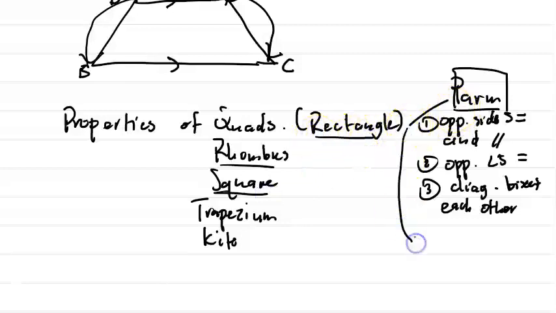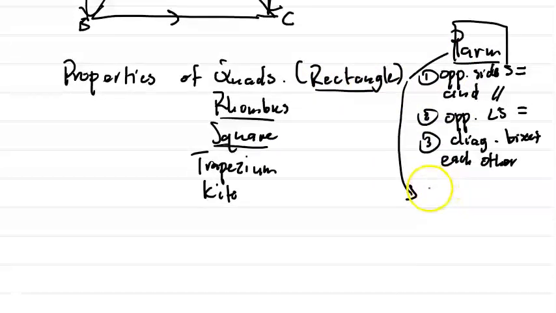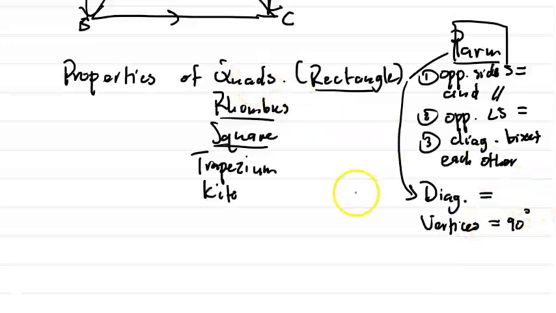Now, what are the unique properties of a rectangle? The unique properties of a rectangle are the following. The diagonals are equal in length, and also the vertices equal 90 degrees. Now that's important for us to know.